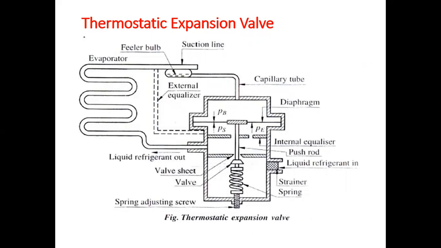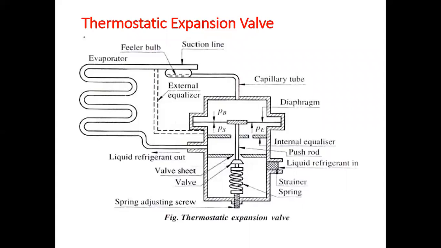In today's lecture, we are going to study the thermostatic expansion valve. The thermostatic expansion valve is the most commonly used expansion device, which is generally used in commercial and industrial systems. This is also called a constant superheat valve because it maintains the constant superheat of the vapor refrigerant at the end of the evaporator coil by controlling the flow of liquid refrigerant through the evaporator.